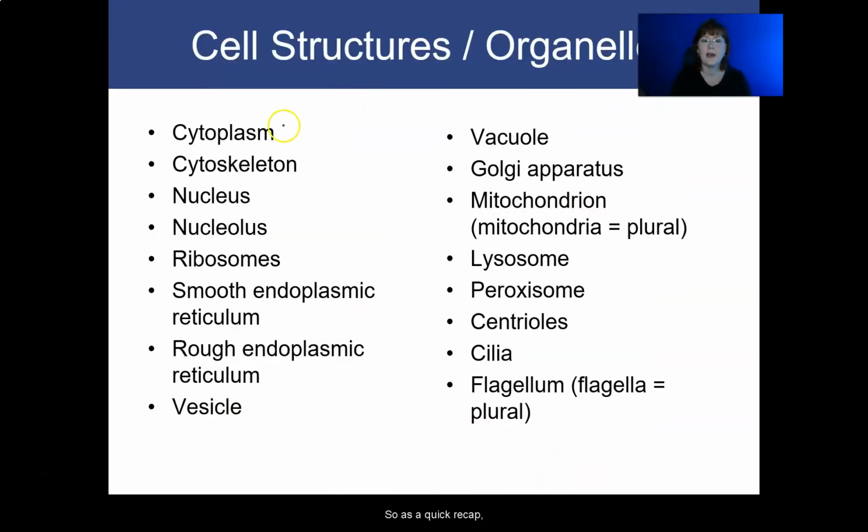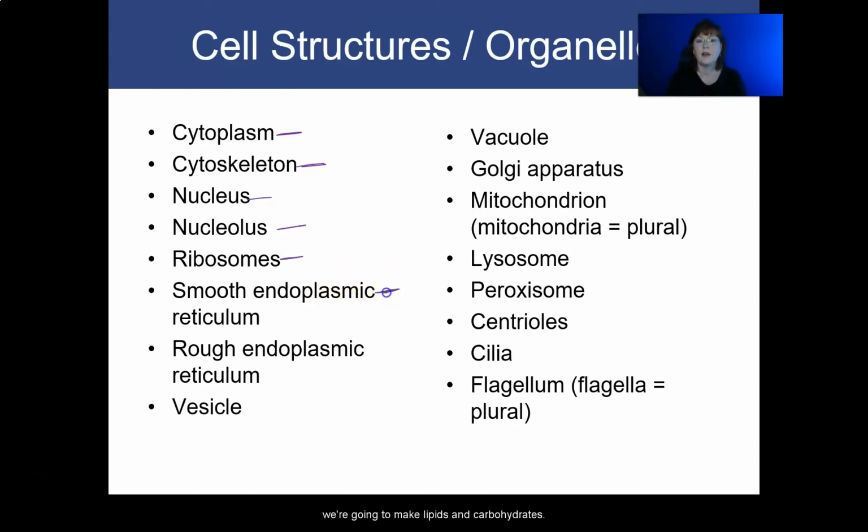So as a quick recap, the cytoplasm is the viscous fluid in the cell. The cytoskeleton provides support, a framework, and roads within the cell. The nucleus is the headquarters and where the DNA, or most of the DNA, is stored. The nucleolus is going to be where we make ribosomes inside the nucleus. The ribosomes are going to read the DNA recipes and produce proteins.